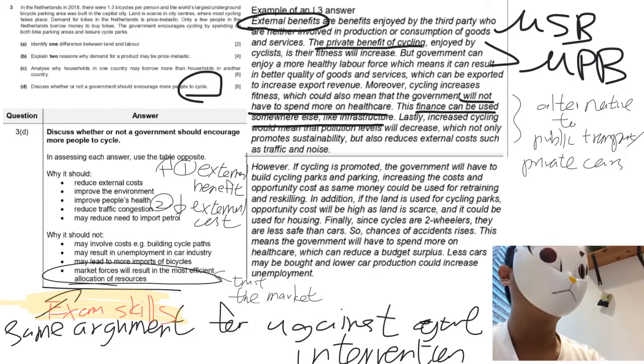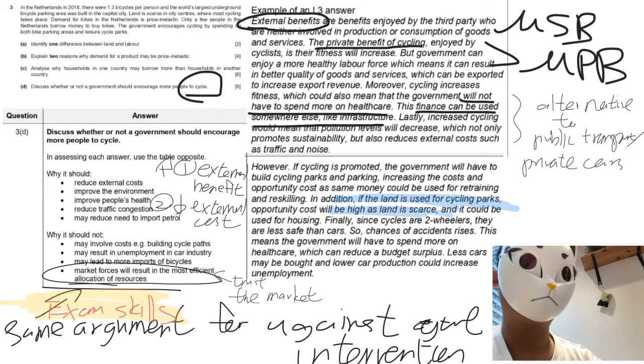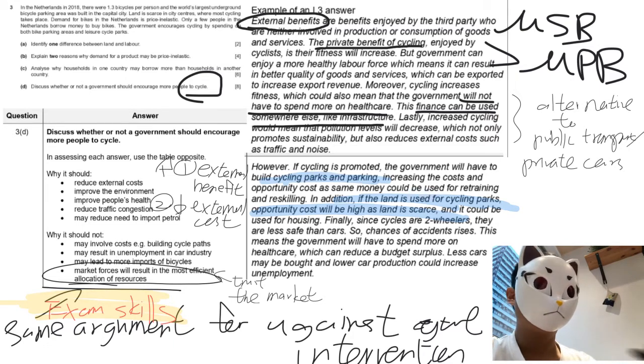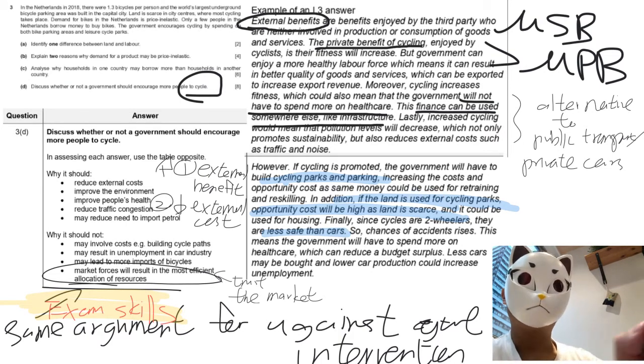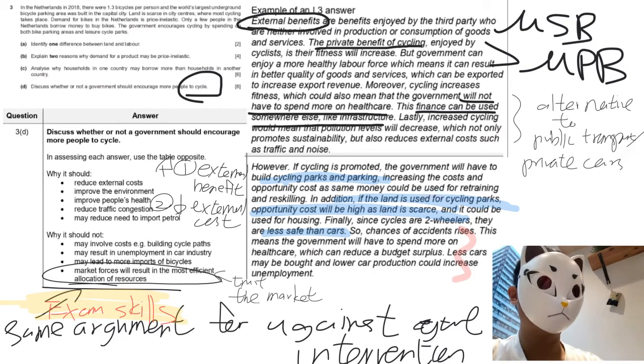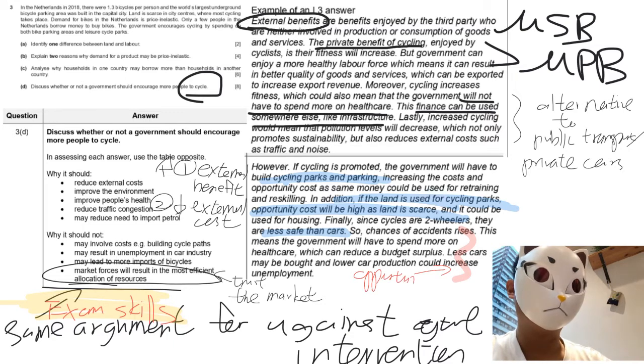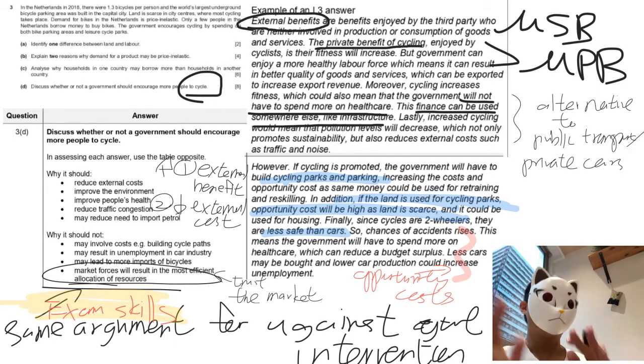Other than that, you can talk about the wrong decisions made by the government. For example, the government used land to build cycling parks and parking. This land involves high opportunity costs. Also, there is the safety of the cars, and the opportunity cost of using these resources. So for the argument against, you might just refer to previous questions. It's all the same.